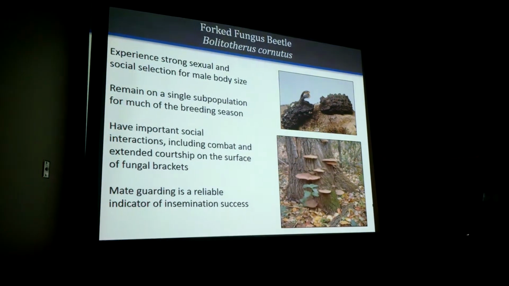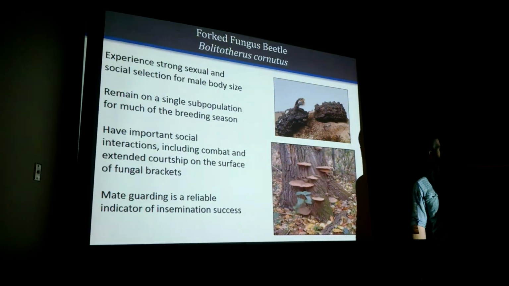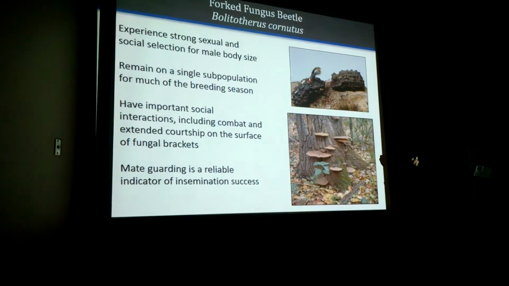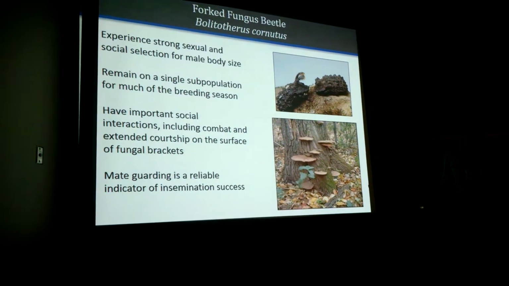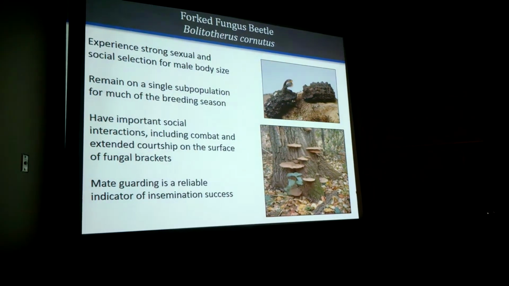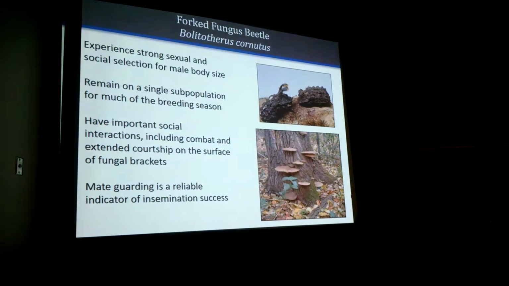Our study system is the forked fungus beetle. See, not an ant. They're a classical system for strong sexual and social selection for body size. The males have these horns that they use to combat with other males for access to females, and that's under strong positive selection. They remain largely on a single subpopulation for an entire breeding season.